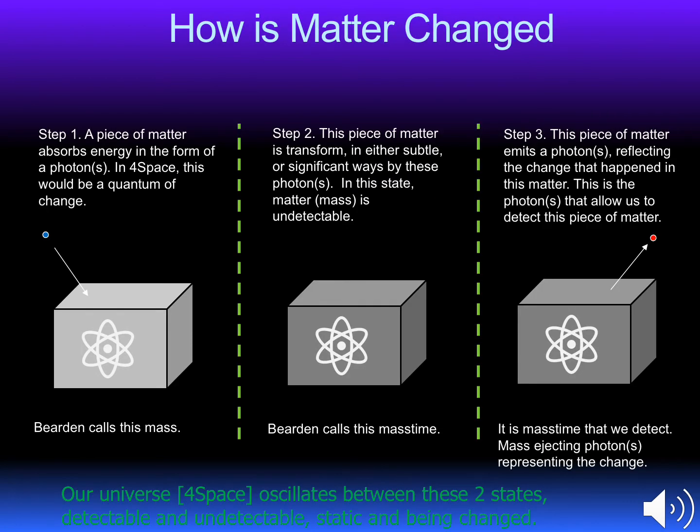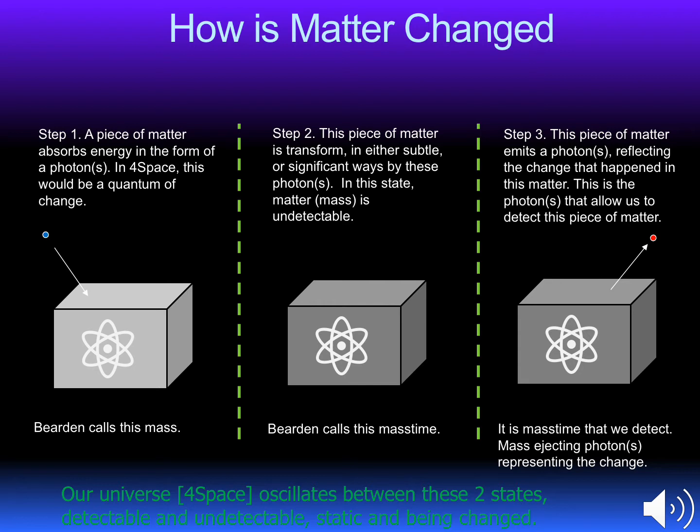How matter is changed. So on the left-hand side, let's start with a piece of matter, and let's assume that the photon has not interacted with this piece of matter. And Bearden would call this mass. So it's undetectable because we have no way of touching it, seeing it, or detecting it. A photon comes along and interacts with this particular piece of matter. This photon would then represent a quantum of change.